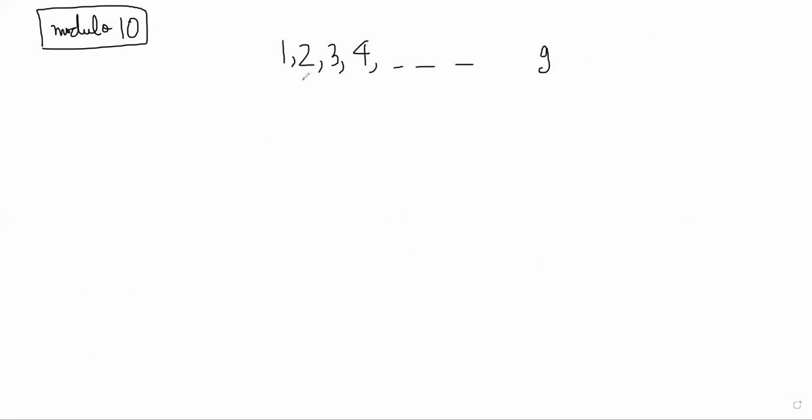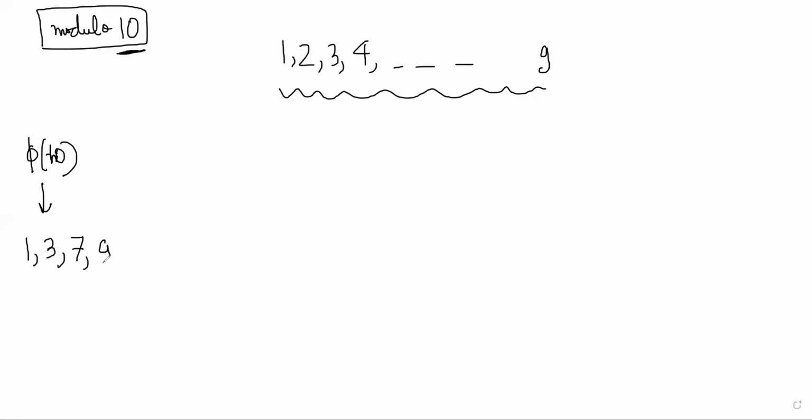Let's say you want to do modulo 10. The possible numbers for you are 1, 2, 3, 4 till 9. Now, you will not multiply all of them. What we will multiply is all the numbers which are prime to 10. Basically, we want to list out all the numbers in phi of 10. So which ones are there? 1, 3, 7, 9. So just take out 1, 3, 7, and 9.